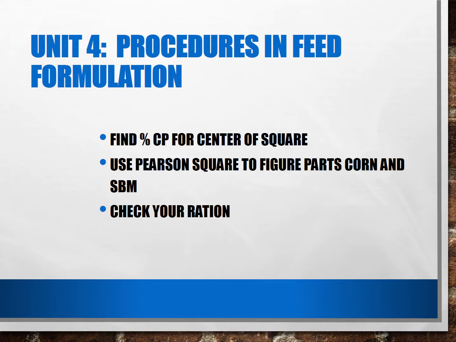But again, always when you get to the end, make sure that the percentage for the center of the square is correct. That could be TDN, by the way. That could be any nutrient that we want to balance for. We just chose to use crude protein in this example. Always then go back and recheck your ration.